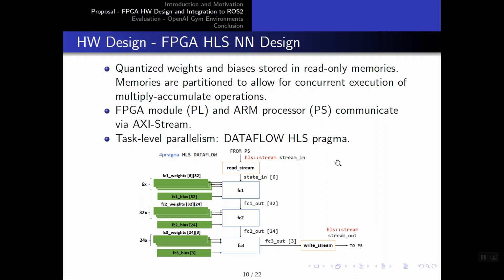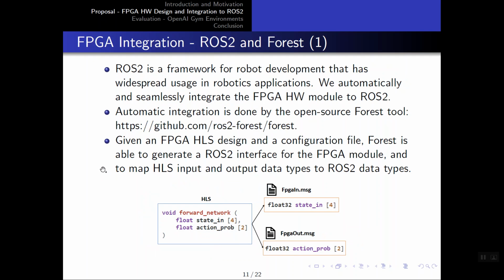Inputs and outputs arrive and leave the FPGA via the AXI stream protocol. The structure of our design is such that the output of one module is the input of the next. This allows us to use the HLS dataflow pragma. This pragma enables task-level parallelism, so it enables different submodules to start execution concurrently, and this enhances the parallelism of the design. Now I'm going to be describing how we integrate this FPGA hardware module to a broader robot system.